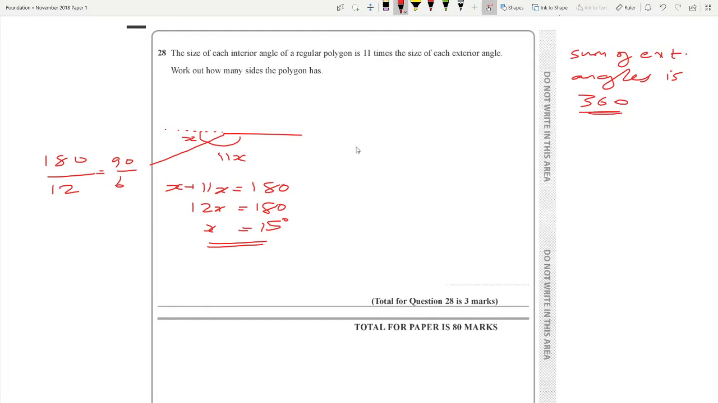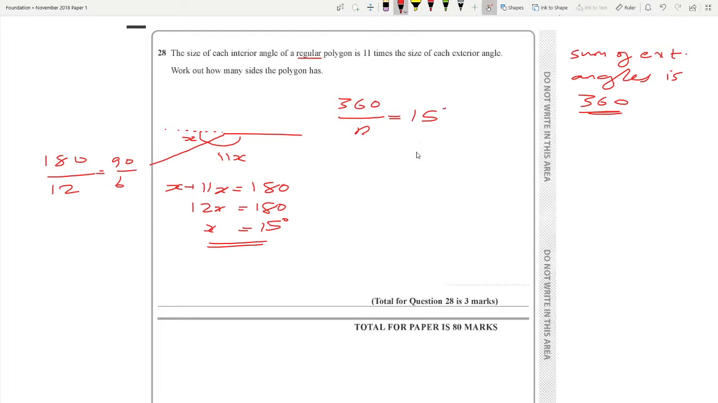So basically 360 divided by n, where n is the number of sides. We don't know how many sides it has, so I'm just going to call it n. So 360 divided by the number of sides is 15 degrees. The reason I write that is because we're told it's a regular polygon. Regular means that all the interior angles are the same and all the exterior angles are the same. So 360 divided by n, whatever n is, the number of sides, equals 15 degrees.